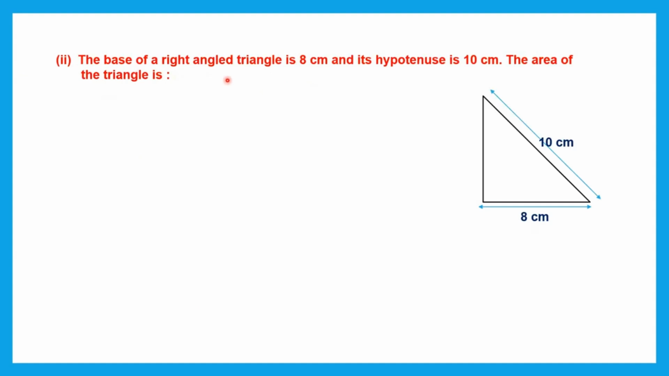Question 2. The base of a right angled triangle is 8 centimeters. So we have a right angled triangle here. So this is 90 degrees. So this is a right angled triangle. And this is 8 centimeters, which is the base.